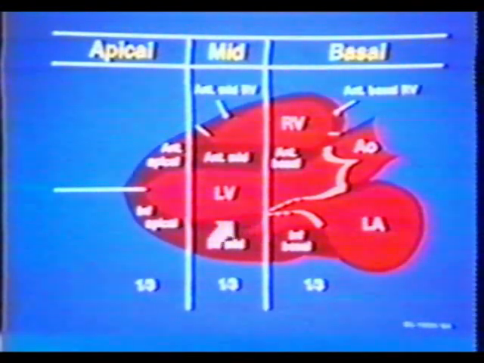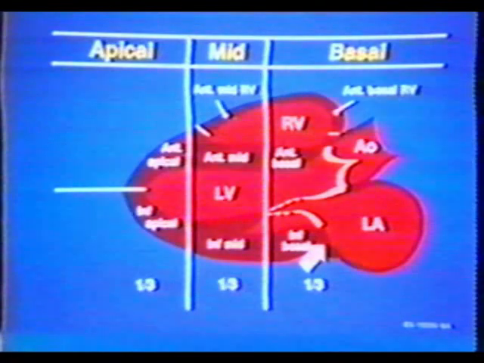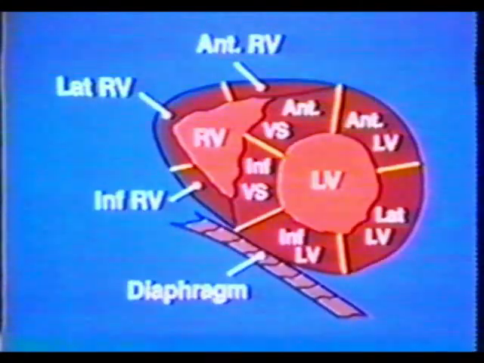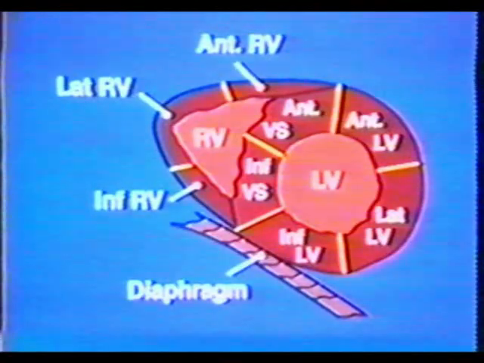Its length defines the middle level of the ventricle. That portion of the ventricle toward the mitral valve is the basal level. And that portion beyond the base of the papillary muscle is the apical level. At each level, the ventricle is subdivided into segments.